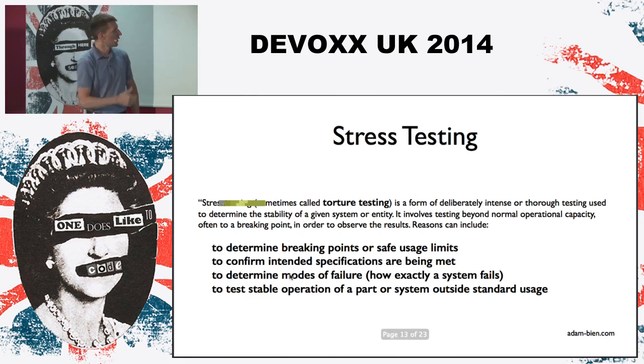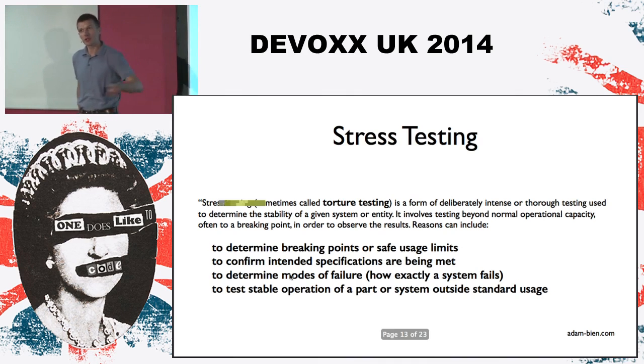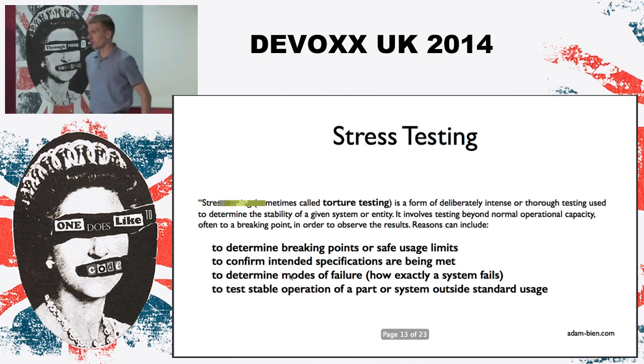It's crazy. To determine modes of failure. How exactly does the system fail? This is really from Wikipedia, but this is really great. What I, for instance, always do, if I have a new server, I did it with TomEE, with WildFly, and in the beginning with Glassfish.